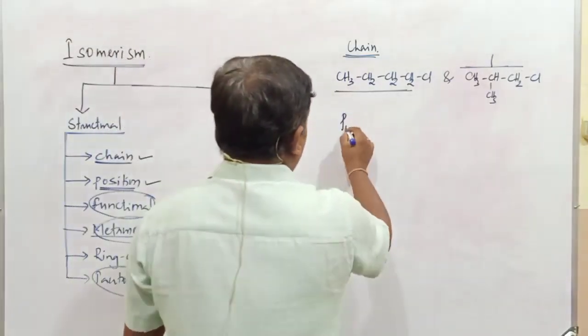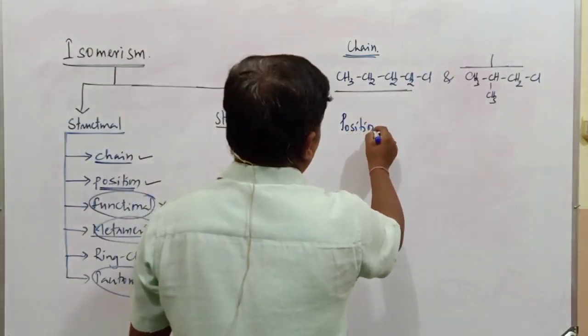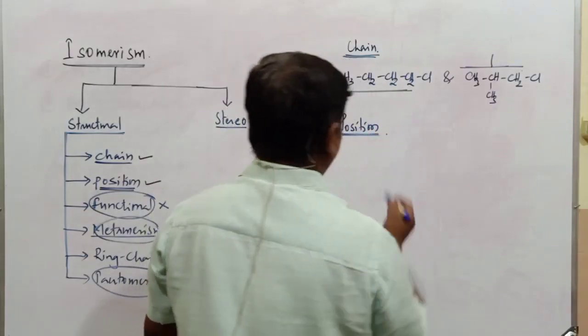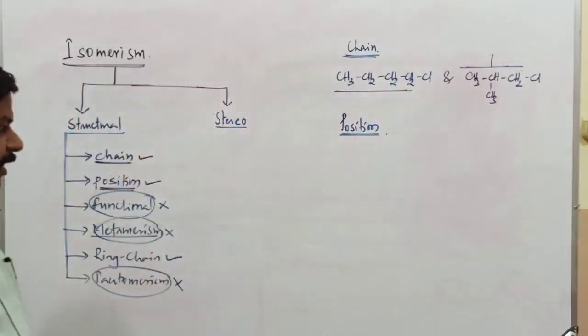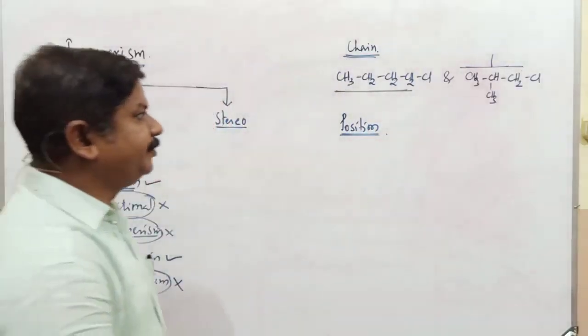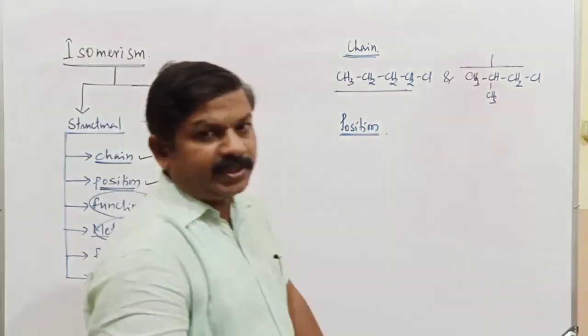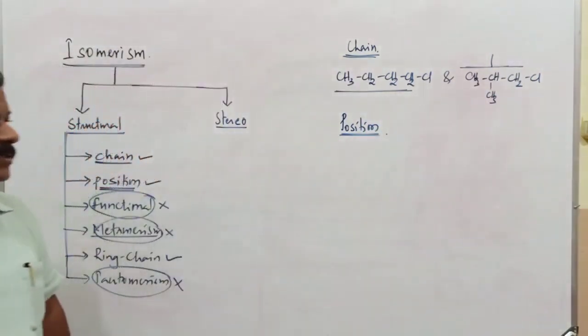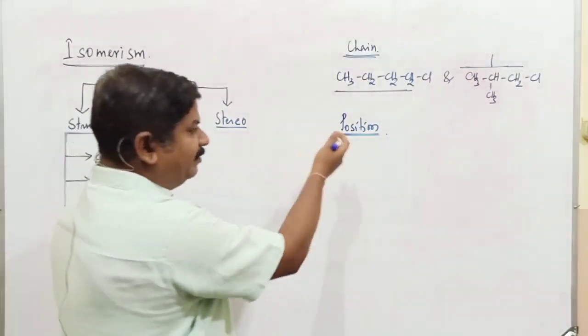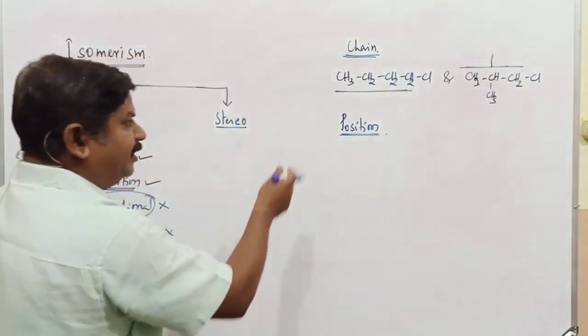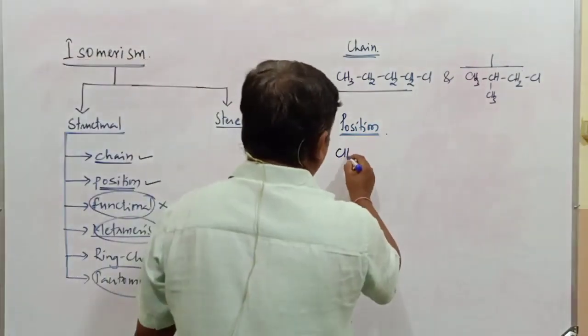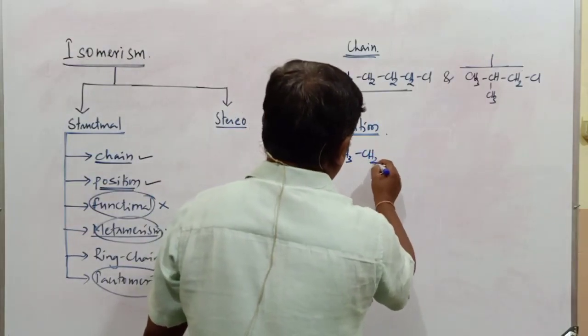Next, these compounds also exhibit position isomerism. Commonly, all halogenated derivatives exhibit position isomerism. You know the meaning of position isomerism? Two or more compounds having the same molecular formula, the same functional group, and differing in the position of the functional group. Only the position of the functional group is going to be different.